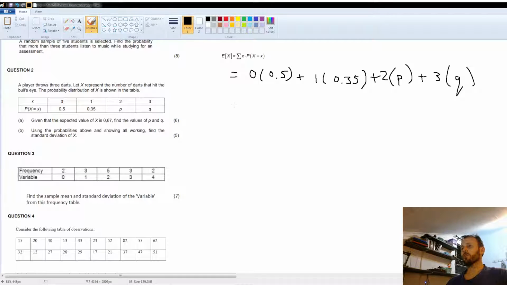Okay, we could kind of work that. In this case, I probably have to do it. This times this is 0. 1 times 0.35 is 0.35. 0 times 0.5 is 0. Nothing to say there. Plus 2p plus 3q. It's equal to 0.67.